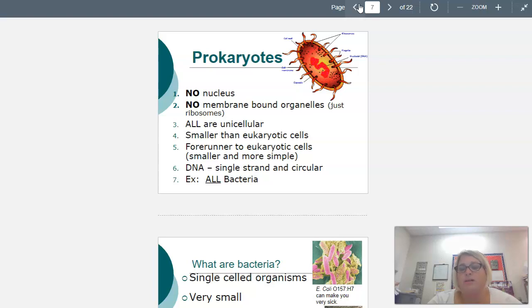These prokaryotes are very simple. So they're smaller and they're simpler than the eukaryotic cells. The DNA is a single strand and it's circular. An example is all bacteria.